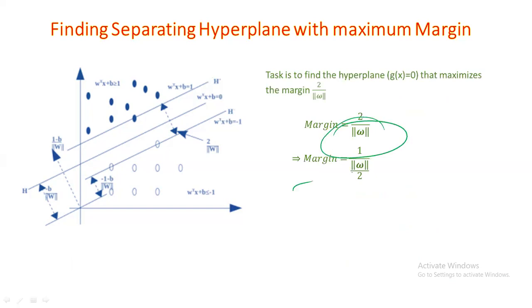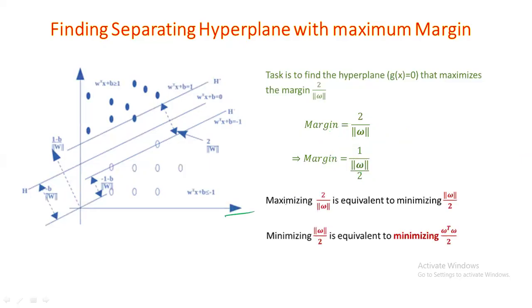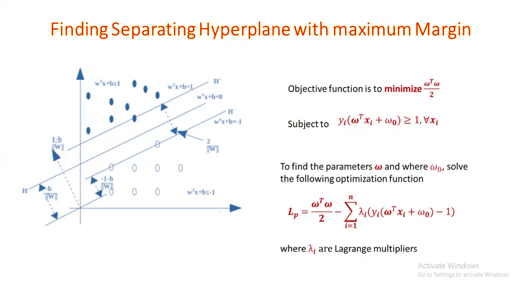And the margin is given by 2 divided by norm of w, and if we bring 2 to this side, we get the margin equal to 1 divided by norm of w divided by 2. In order to maximize 2 divided by norm of w, it is equal to minimizing norm of w divided by 2, which is equal to minimizing w transpose w divided by 2. So this could be explained by the plane. And here this is the optimal function, the generalized function: L_p is equal to w transpose w divided by 2 minus the summation from i equal to 1 to n of lambda i times yi w transpose xi plus w naught minus 1, where lambda i is the Lagrange multiplier.